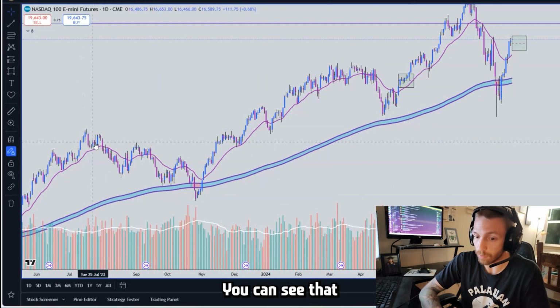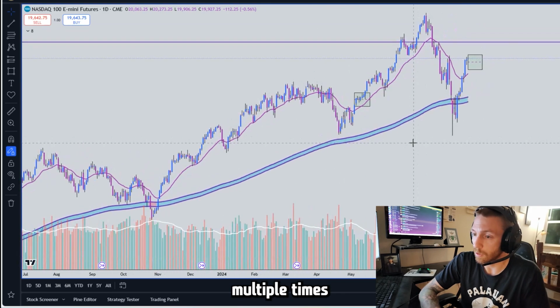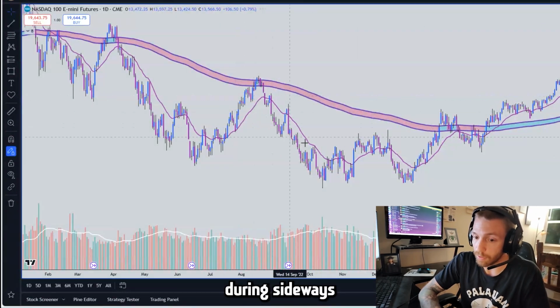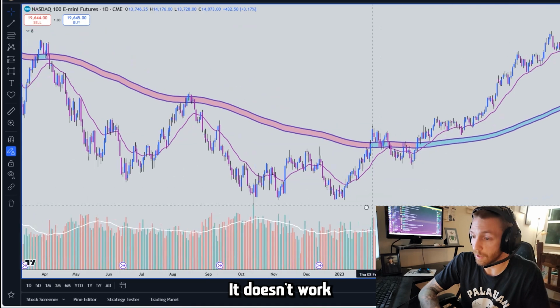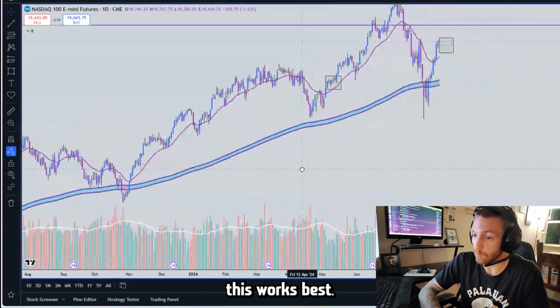You can see that it works multiple times over and over and over the last couple years now. It's worked very well. During sideways markets, it doesn't work quite as well, but in trending markets, this works best.